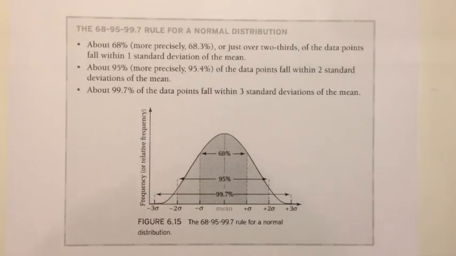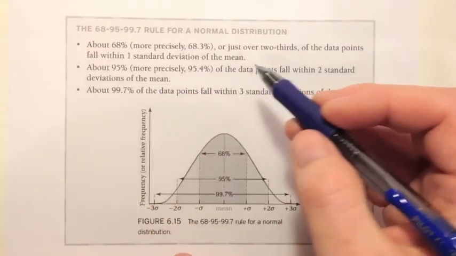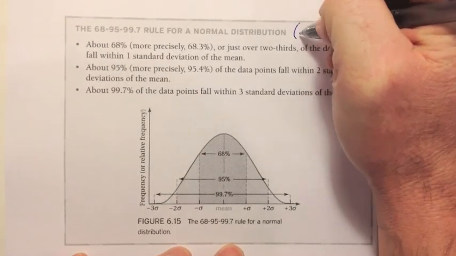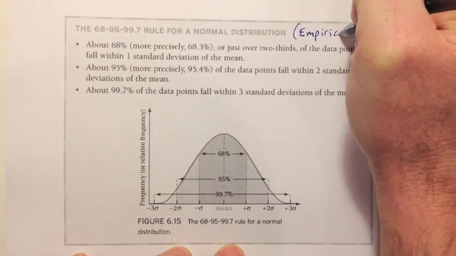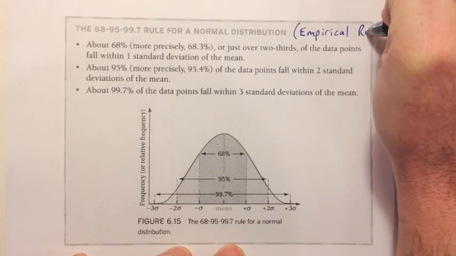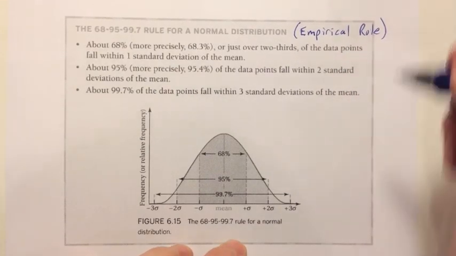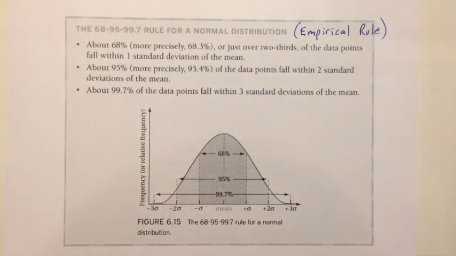So the empirical rule is also known as the 68, 95, 99.7 rule for the normal distribution, and that's the way they're referring to it here. But that is commonly known as the empirical rule, so I'll write that name on the side as well. So we use those interchangeably, the empirical rule and the 68, 95, 99.7 rule. And what this rule says is that for a normal distribution, about 68%, or just a little over 2/3 of the data, fall within one standard deviation of the mean.